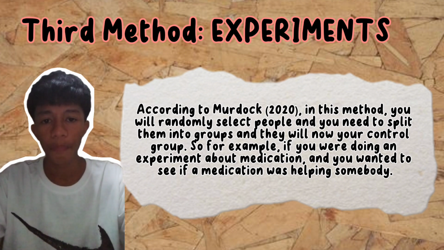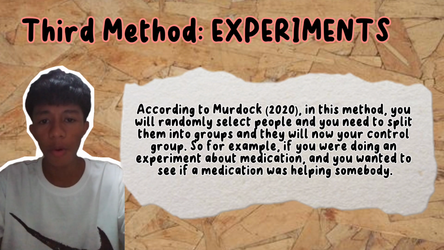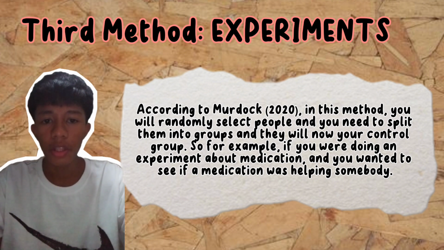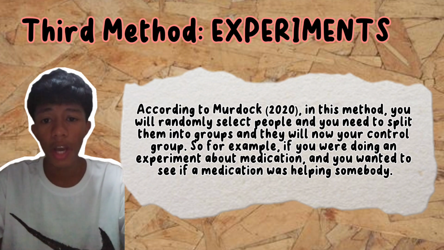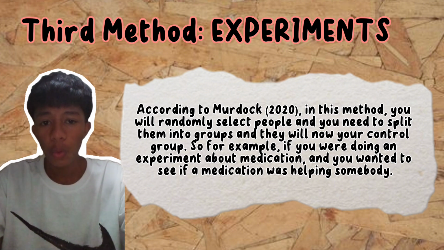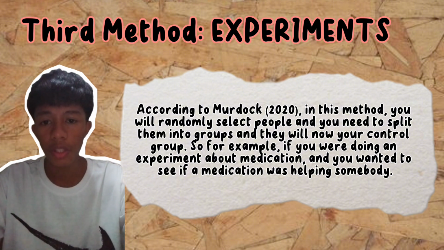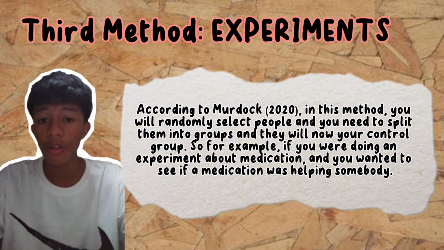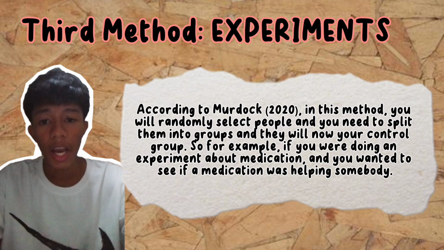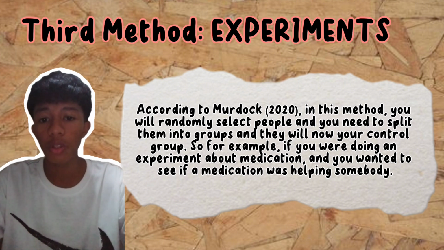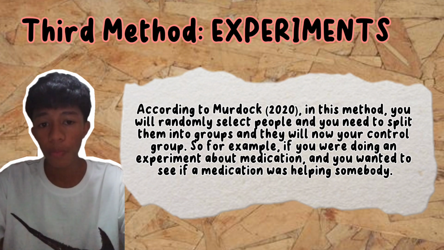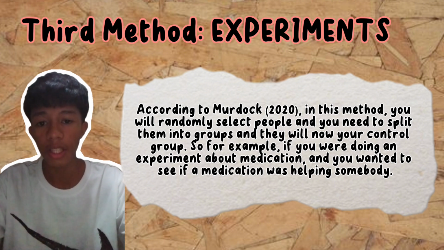So for example, if you're doing an experiment about medication and you want to see if a medication is helping somebody, you would have your participants in two different groups and they would get different treatments. One group would get the medication you're interested in finding out if it works, and the other group would get a different medication that they take but don't know that it actually doesn't do anything.